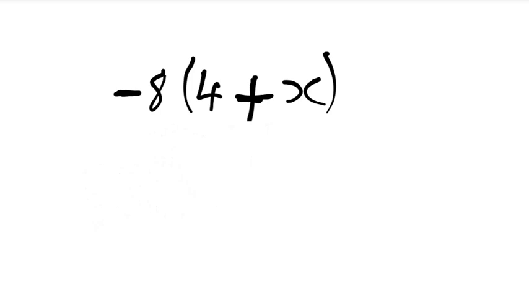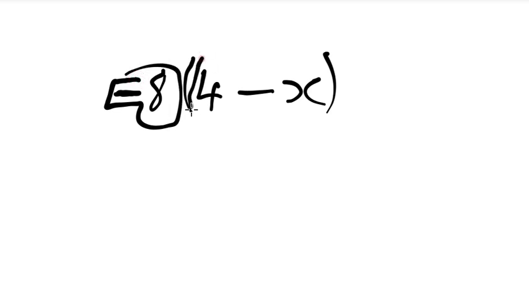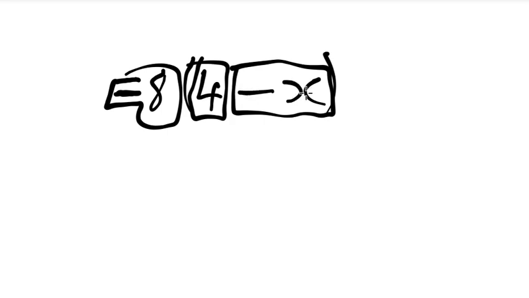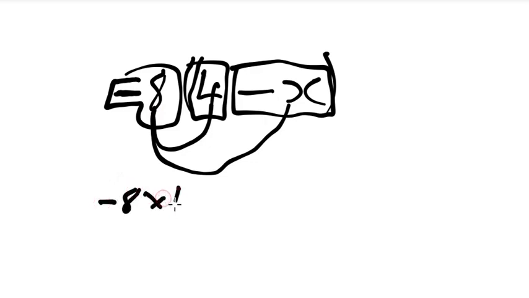Now, let's get rid of this plus and replace it with a minus. Alright, so we've got a minus 8, a positive 4, and a negative x. The minus sign is attached to the thing immediately to the right of the minus sign, the x in this case. So minus 8 times 4, minus 8 times minus x. Well, minus 8 times 4, we had that just before, it was minus 32. And minus 8 times minus x.